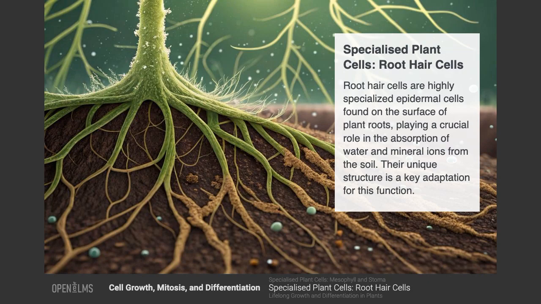Specialized plant cells, root hair cells. Root hair cells are highly specialized epidermal cells found on the surface of plant roots, playing a crucial role in the absorption of water and mineral ions from the soil. Their unique structure is a key adaptation for this function.